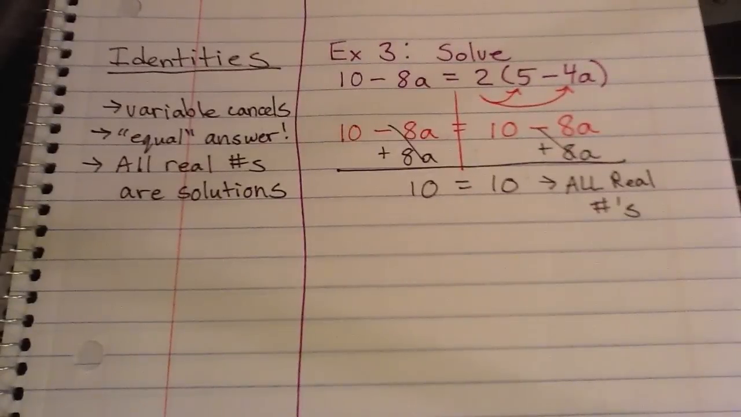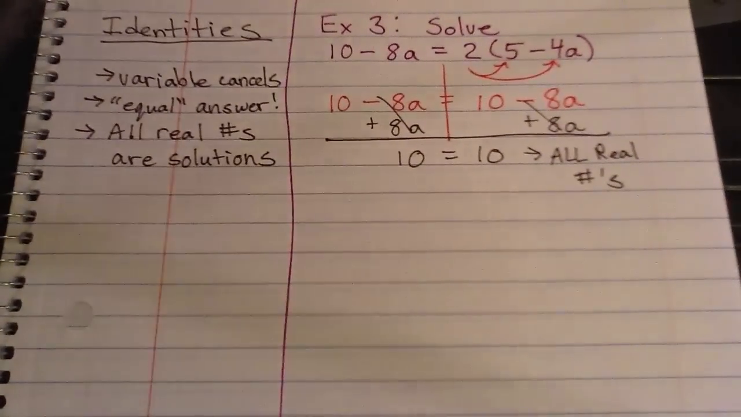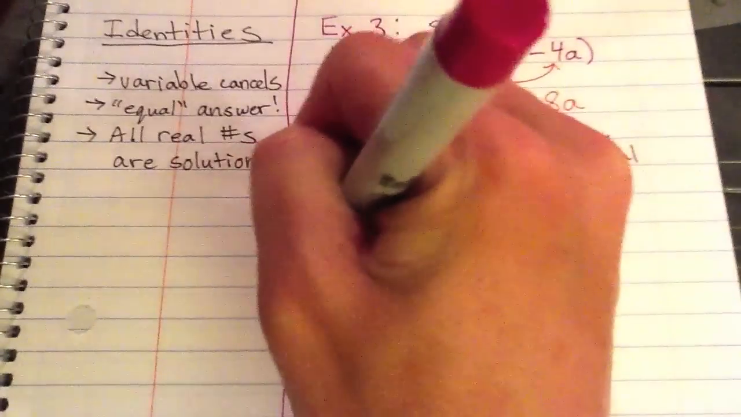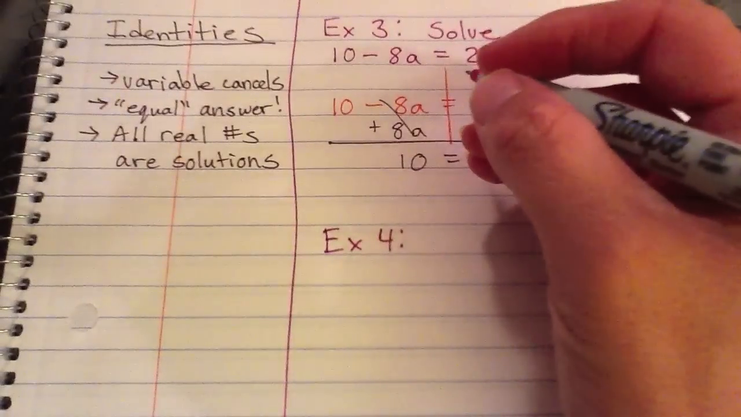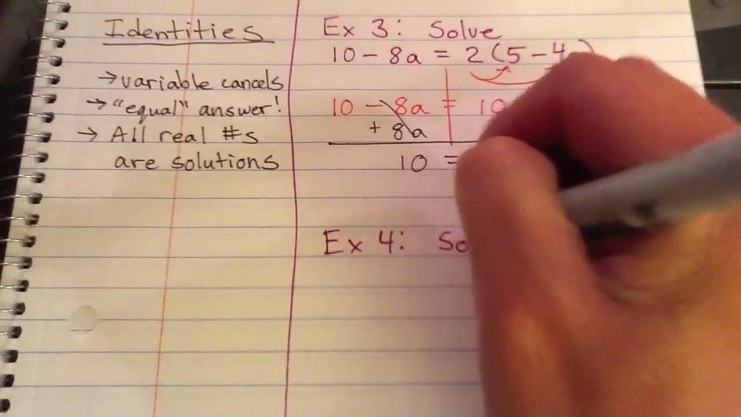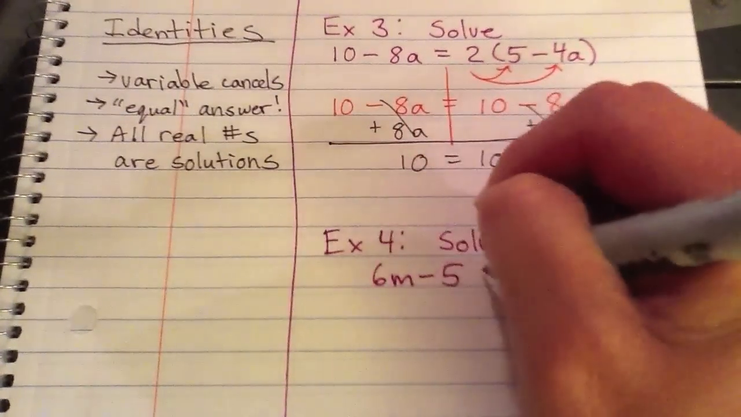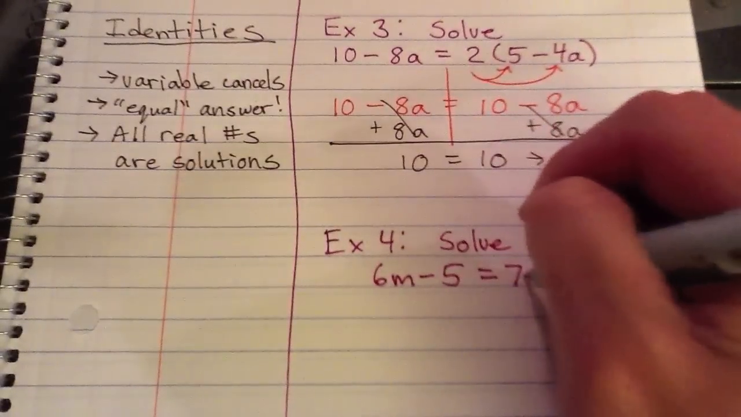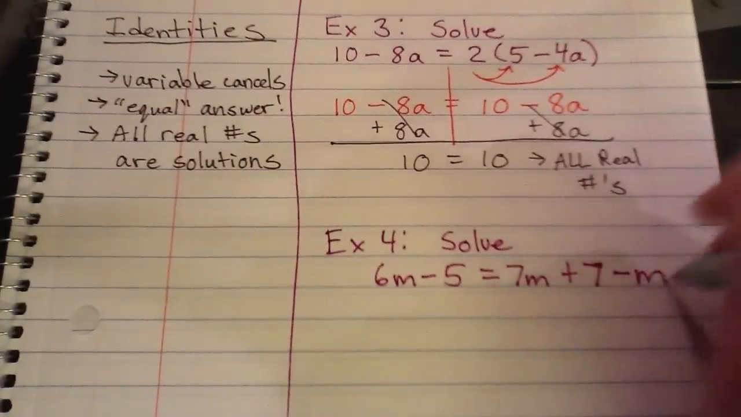Now I'm going to show you example 4. I want you to really look closely at the difference between these once we get through with example 4. Example 4 asks you to solve 6m subtracting 5 equals 7m plus 7 subtracting m.